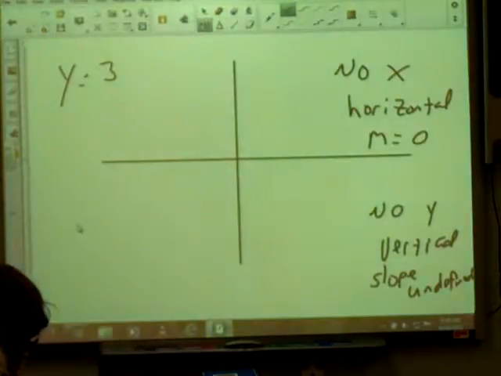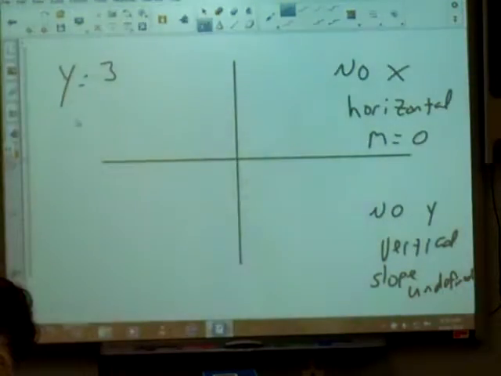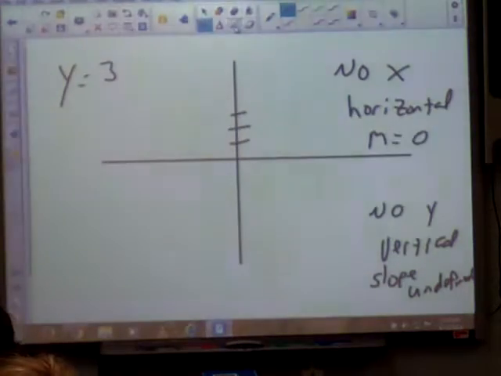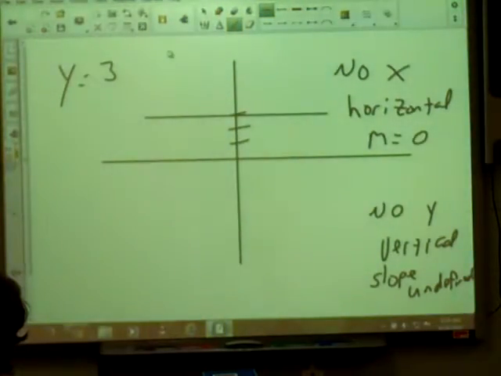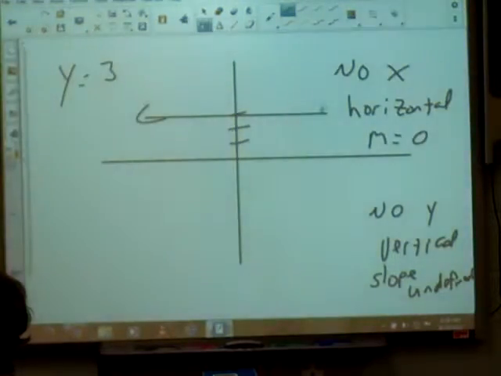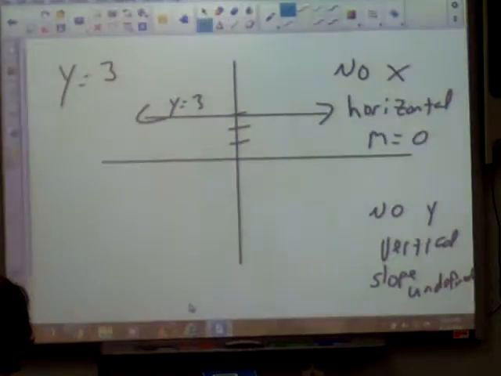Okay, so y equals 3. Y is up and down. So you would go up to 3 since it's positive, and it would just be a horizontal line through that. That would be it. I'll write that closer on there because I'm going to do the next one on that same graph.